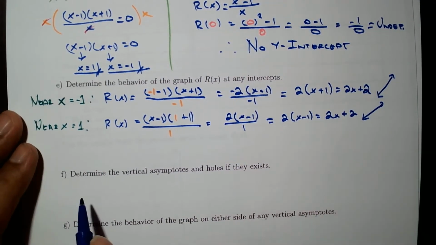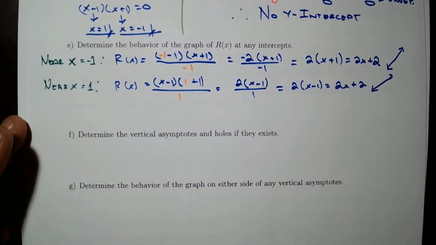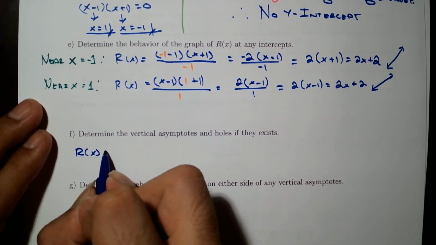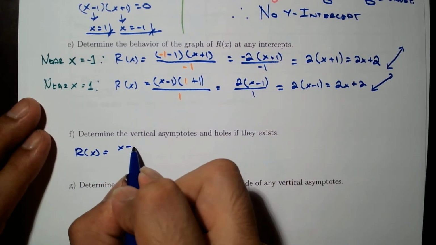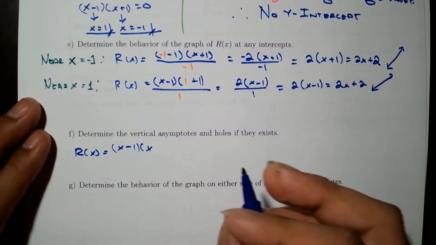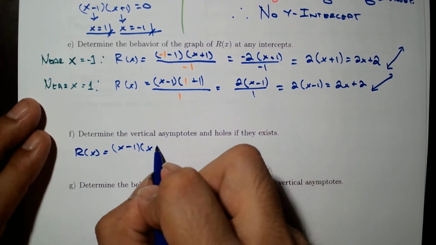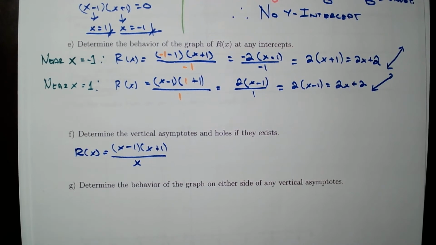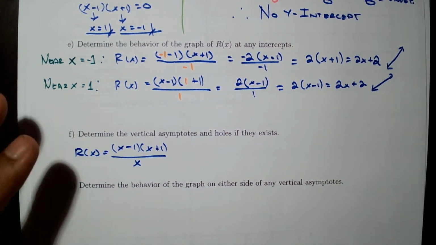All right, so determine the vertical asymptotes and holes if they exist. Again, let me write down the function: r of x equals the factored form, x minus 1 times x plus 1 divided by x. The only source of information for asymptotes, again, is the denominator.